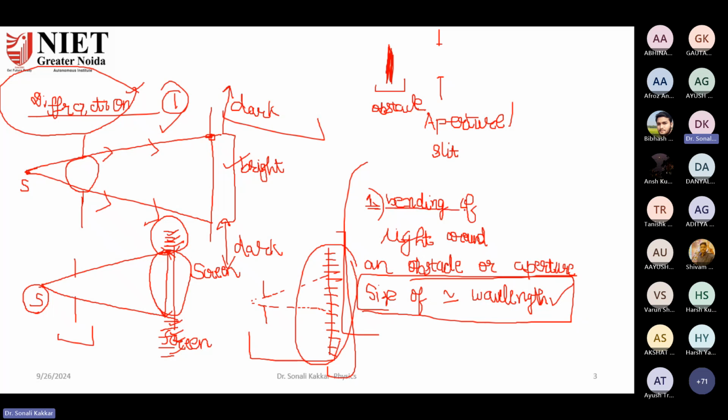First, there is bending of light. Suppose light bends like this from this point, and from another point of the slit it goes like this. There will be superposition also. So this pattern is called a diffraction pattern. So first there is bending of light, then those bent rays undergo interference with each other and you get a diffraction pattern.